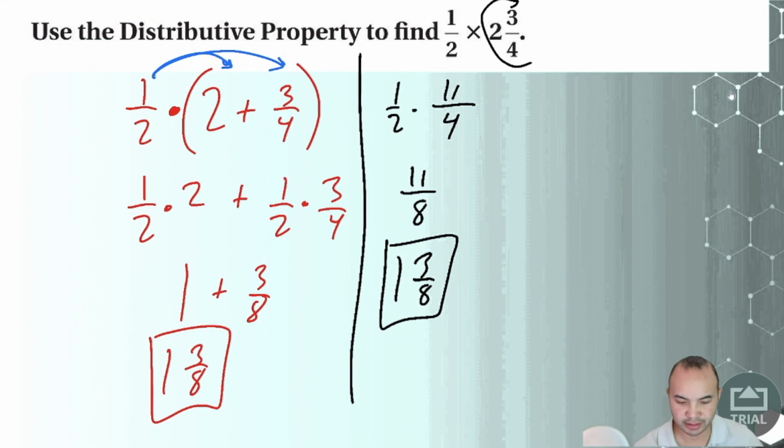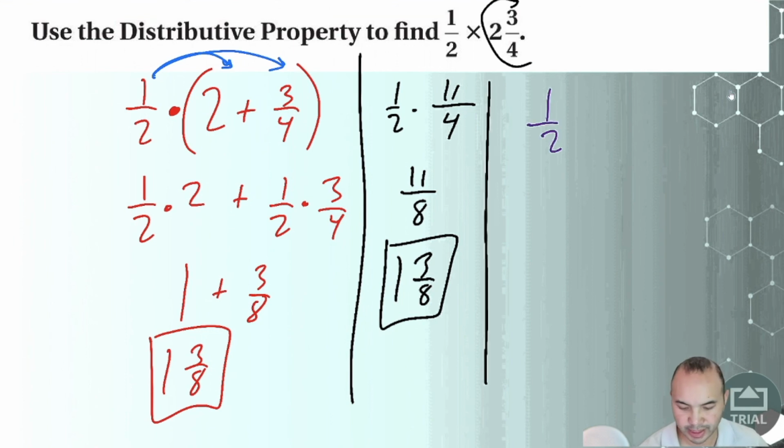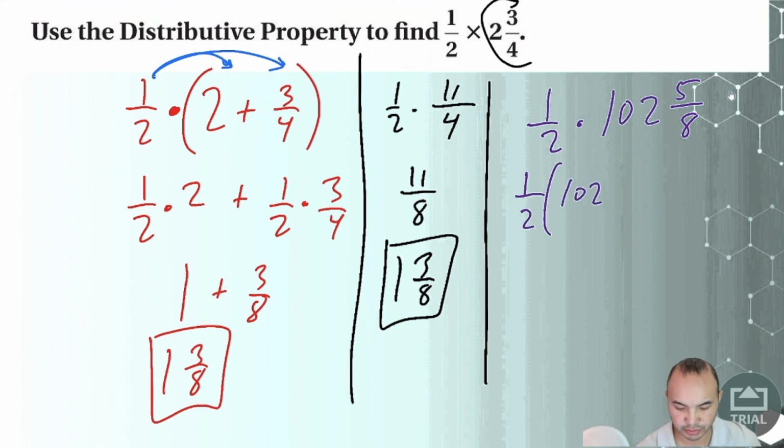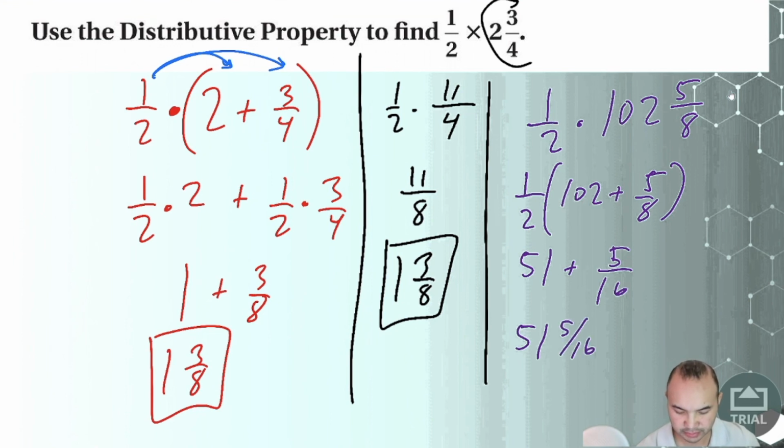Like, maybe 2 3/4, that's easy to make into an improper fraction, right? If I did something like 1/2 times 102 and 5/8, that's a big number. If you're going to put that into an improper fraction, you're going to have to do 8 times 102 and add 5. That's big, right? So instead, I could just do this. I could do 1/2 times 102 plus 5/8, and that's a lot faster. I can take 1/2 of 102, which is 51, plus 1/2 of 5/8, which is 5/16. And so my answer is right there, 51 and 5/16. I don't have to do anything extra.